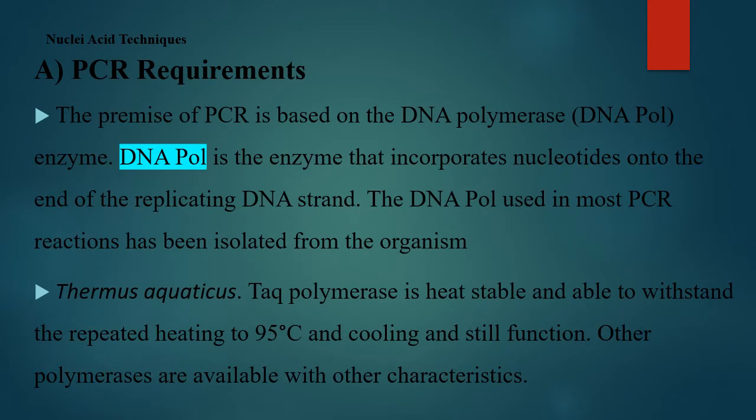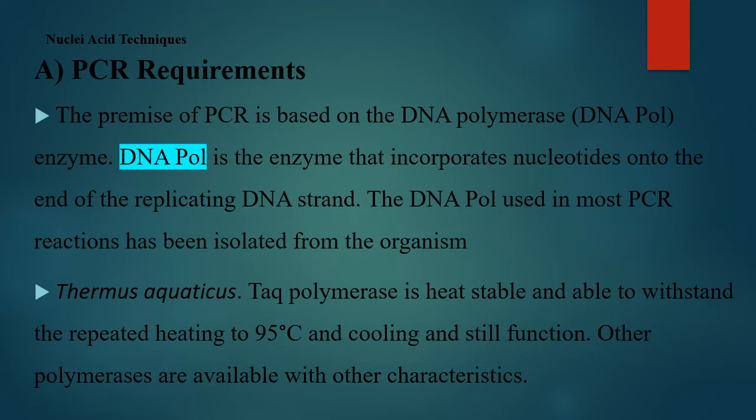Now, let's talk about requirements for PCR. The first requirement for PCR is the DNA polymerase. Remember DNA polymerase? When we were talking about DNA earlier on, how the DNA is able to replicate itself, you need a DNA polymerase. The DNA polymerase, or DNA pol, is the enzyme that incorporates nucleotides onto the end of the replicating DNA strand. So that's DNA polymerase for you.